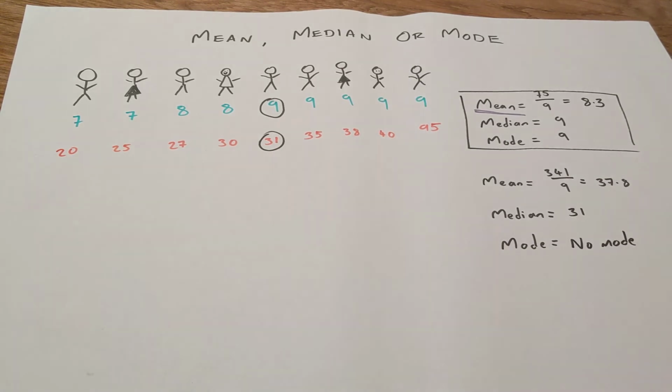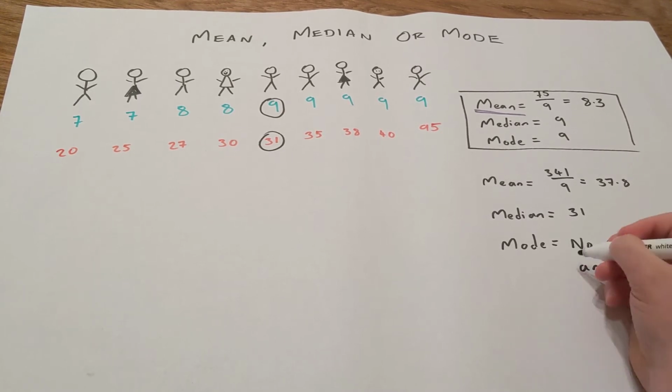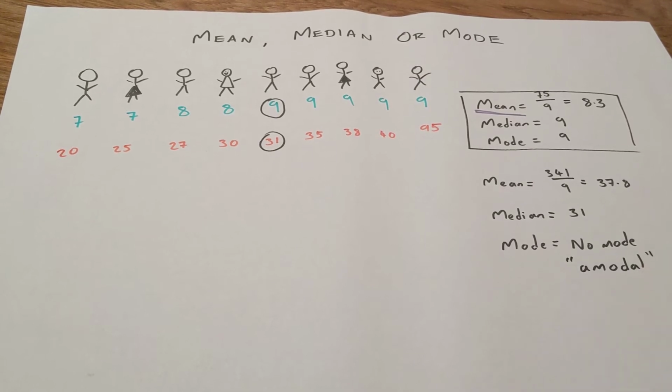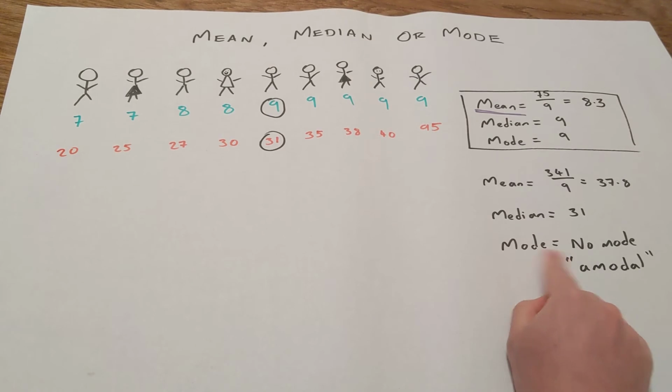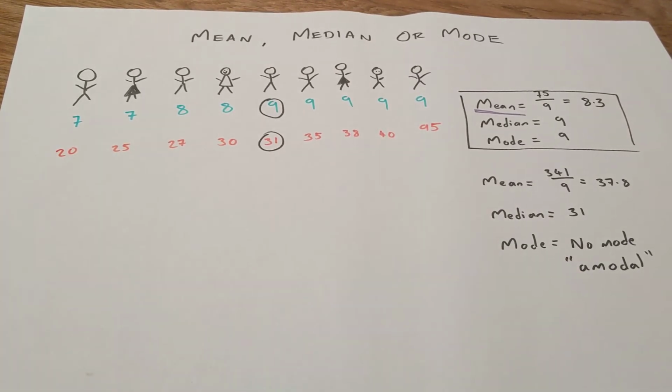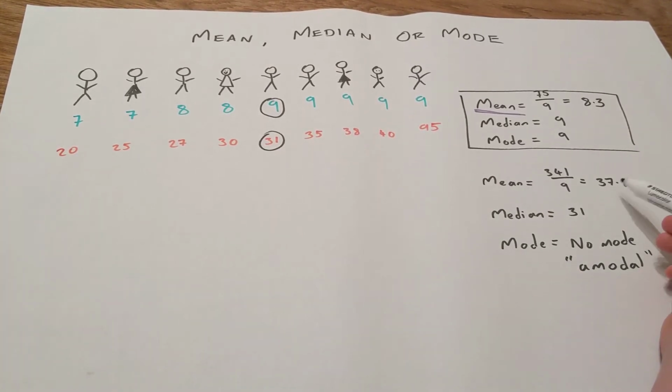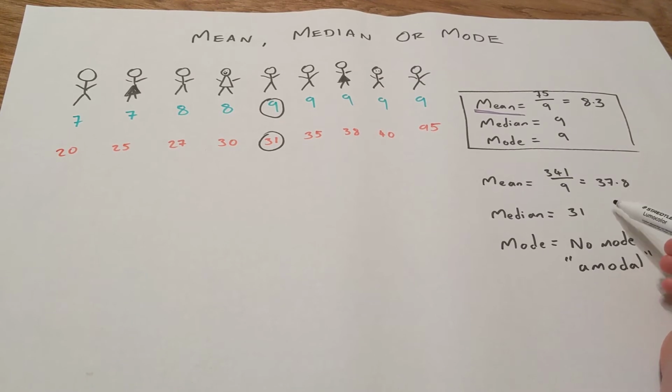Or if we want to get really fancy, we can use the word amodal. So saying amodal, that means there is no mode. There is no value that's more common than the others. So straight away, there's no point using the mode for this set of data. Now, let's look at these in a bit more detail then, the mean and the median.